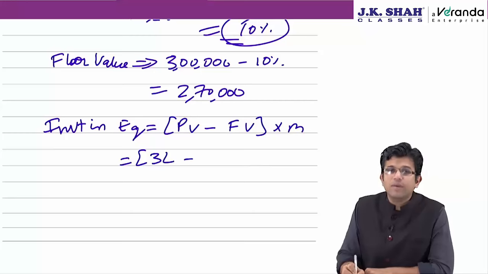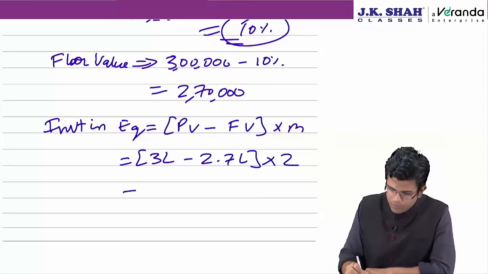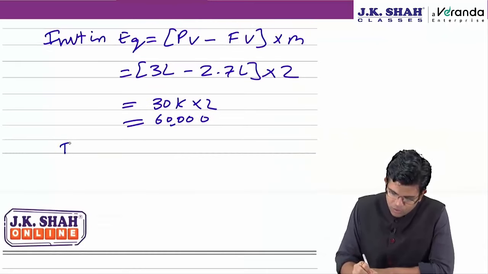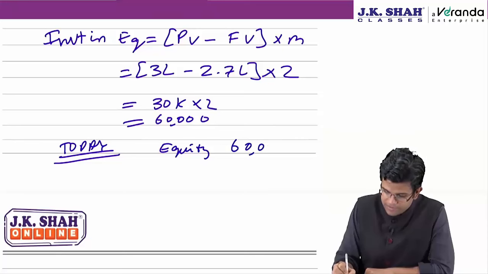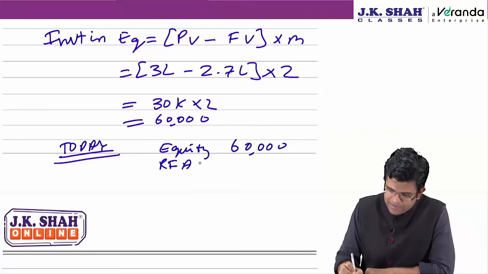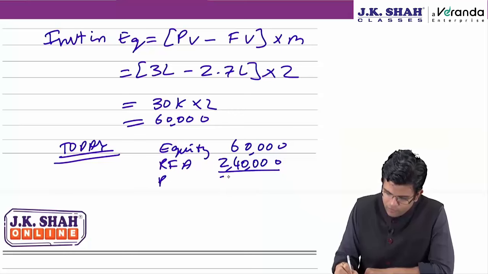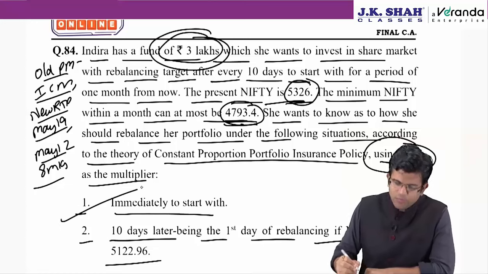She has 3 lakh rupees with her. The floor value is 2.7 lakh into multiplier, that is 2. That is 30,000 into 2, that is 60,000. So students, her portfolio today will be equity shares worth 60,000 and risk-free assets, that is debt etc., worth the balancing 2,40,000, and her total portfolio value obviously is 3 lakhs. So with this students we complete this point number 1.